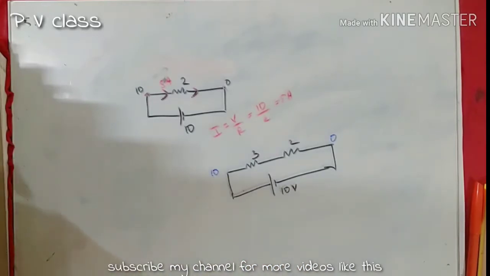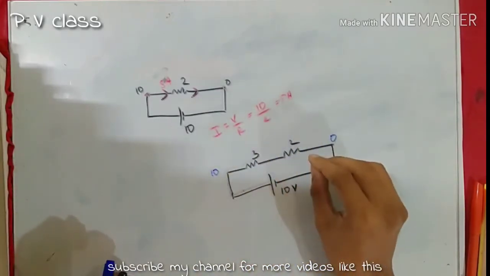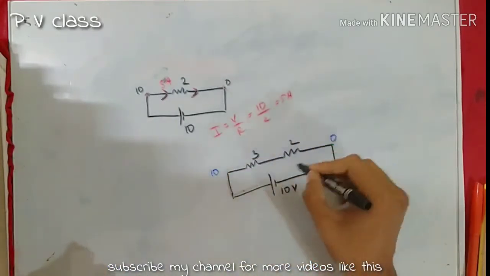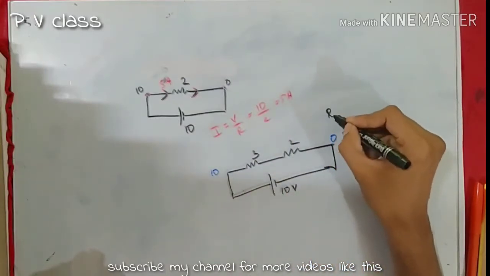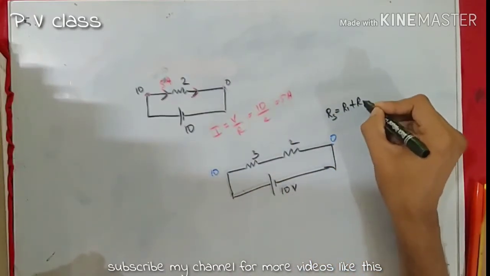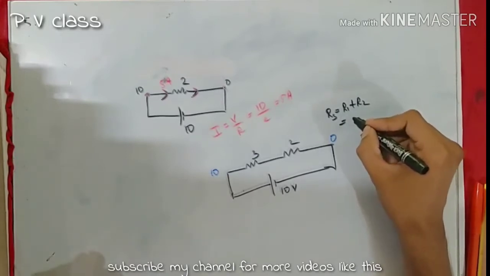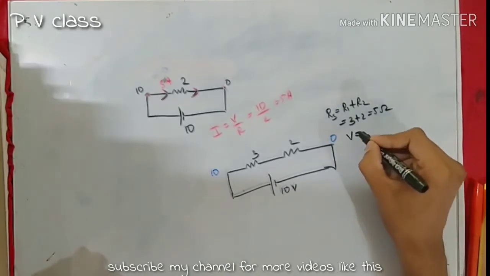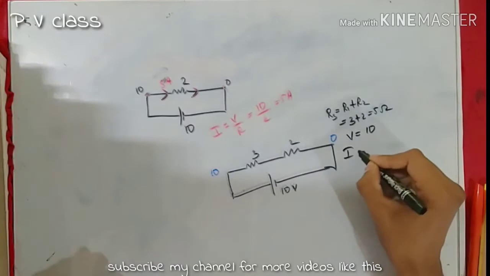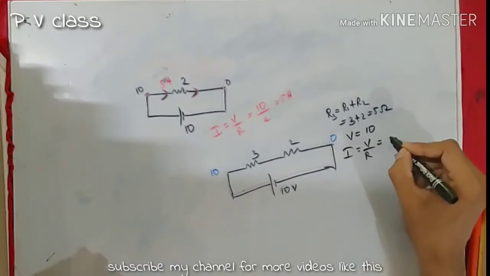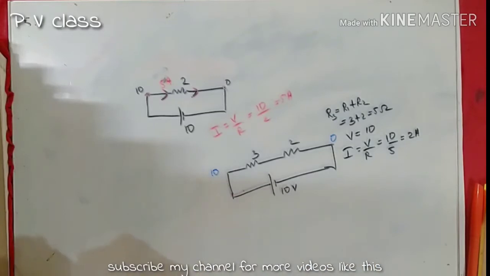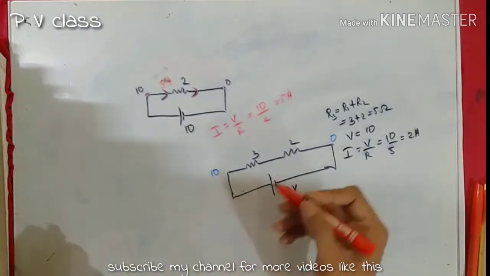In order to find the current flowing through the circuit and the potential difference across each resistor, let's find the effective resistance. Since it is a series combination, the effective resistance is R1 plus R2, which is 3 plus 2, that is 5 ohm. The total potential is 10 volt. That means I equals V by R, 10 by 5, that is equal to 2 ampere. Now we understand there is a 2 ampere current flowing through the circuit.